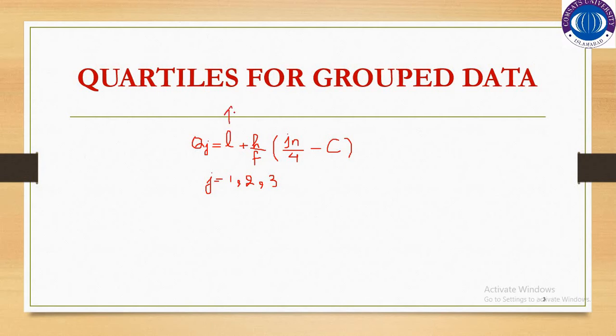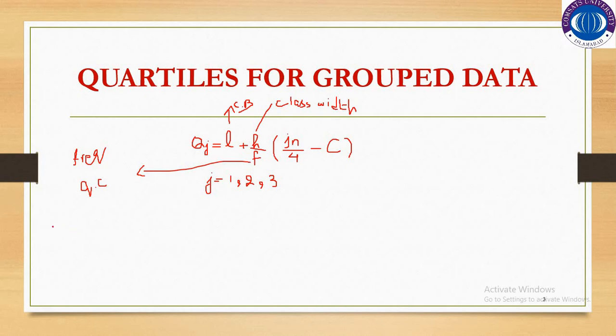L is the lower class boundary of the selected quartile class. This H is the class width of the selected quartile class, or you can say class size. F is the frequency of the selected quartile class, and this J, as you know, could be 1, 2, 3 according to which quartile you are going to find.